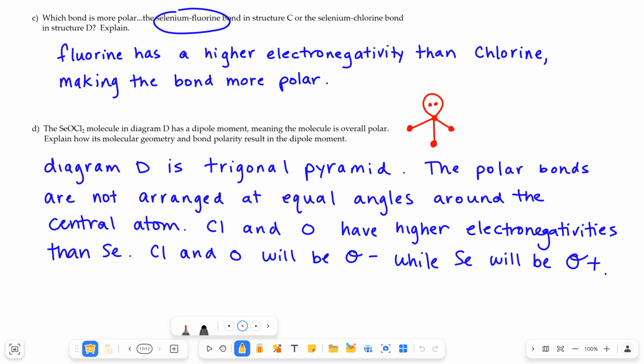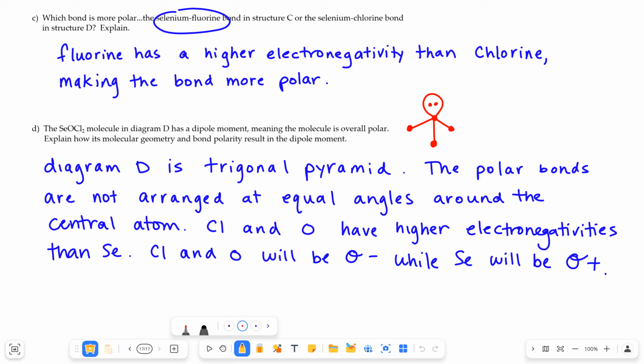In C, the selenium-fluorine bond should be more polar. Both bonds are polar. The fluorine and the chlorine have a higher electronegativity than selenium, but fluorine is even higher than chlorine. So that fluorine is really going to tug on the electrons and make that bond more polar. So the partial positives and partial negatives will just be a little more extreme in the selenium-fluorine bond. That's where we're going to talk about electronegativity, when we're looking at bond polarity or molecular polarity.